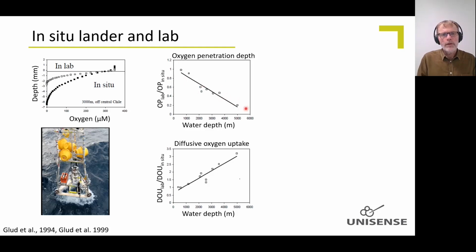So when you go to 5 kilometers water depth, you actually have about a factor of 5 difference in oxygen penetration between lab and in situ. And then the calculated diffusive oxygen uptake makes more or less the same mistake, so to say, that you get a far too high oxygen uptake calculated in the lab compared to what you can calculate from the field data.